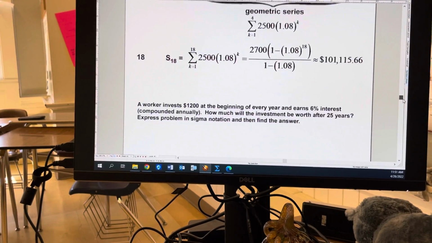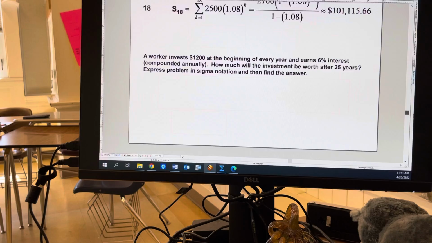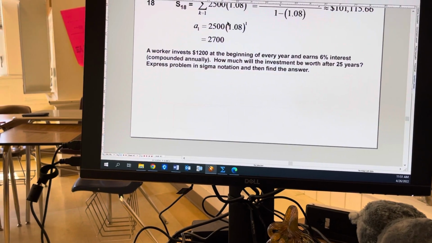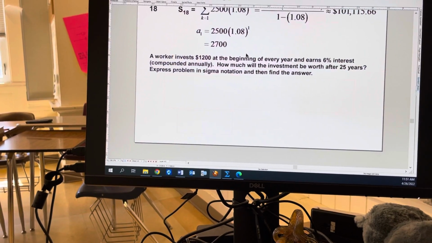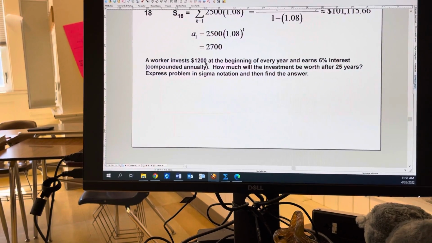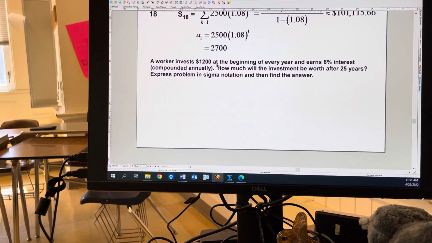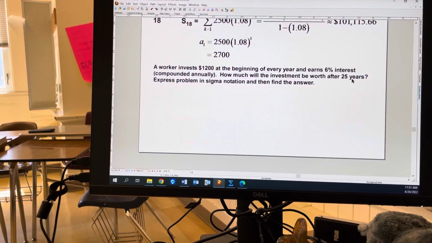Okay, let's look at a different scenario. This is the same type of thing. A worker invests, oh, what did Mr. Foster say here? Oh, he calculated A1. Sorry, guys, I didn't realize he did that. Okay, a worker invests $1,200 at the beginning of every year and earns 6% interest compounded annually. How much will the investment be worth after 25 years?